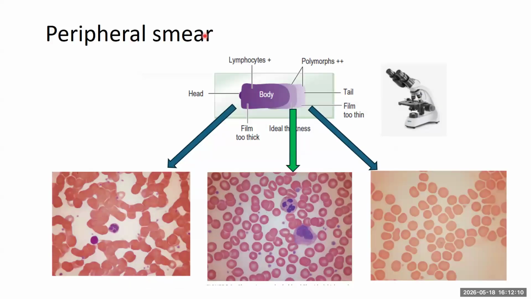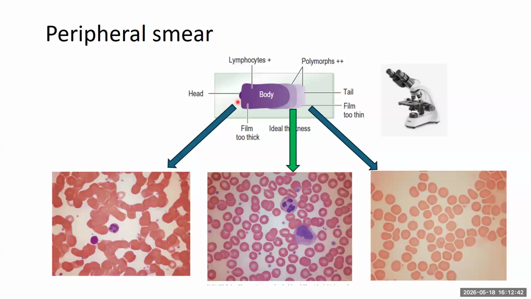So next we move to a peripheral smear, and this diagram demonstrates the different regions of a peripheral blood smear when assessing morphologically. So starting at the head of the film, one can see that the red cells show significant overlap and white cell morphology is distorted. So this makes morphology quite difficult to assess, giving the appearance of a pseudo-rouleau formation.